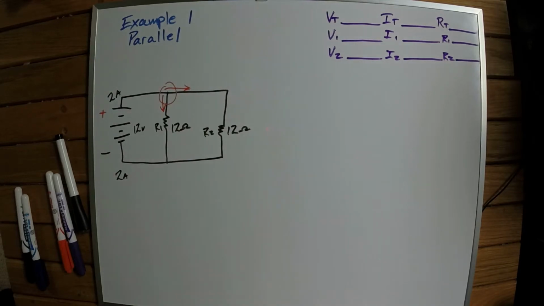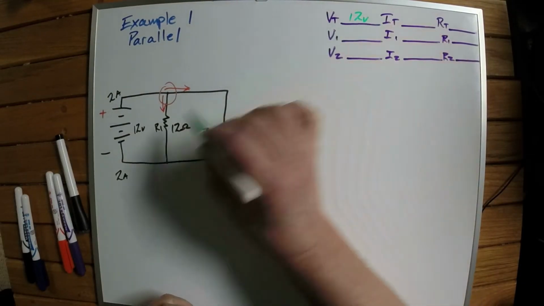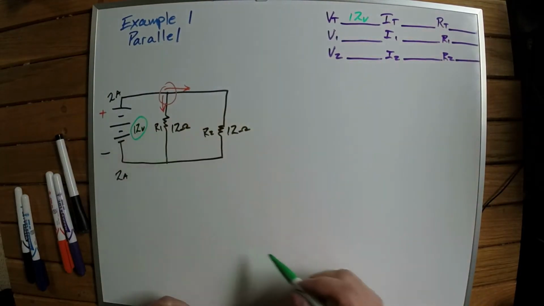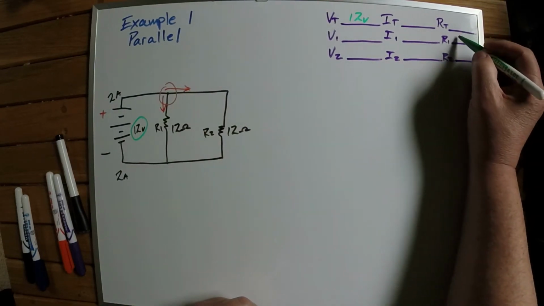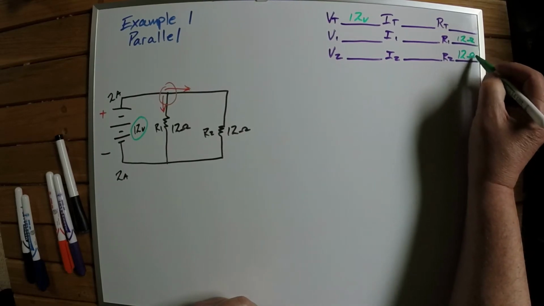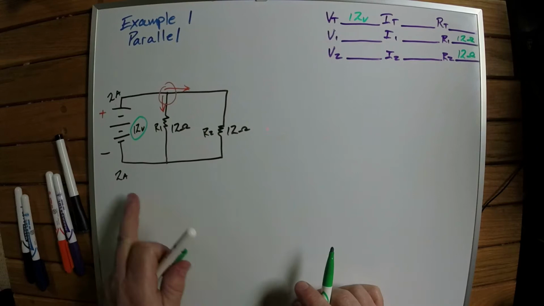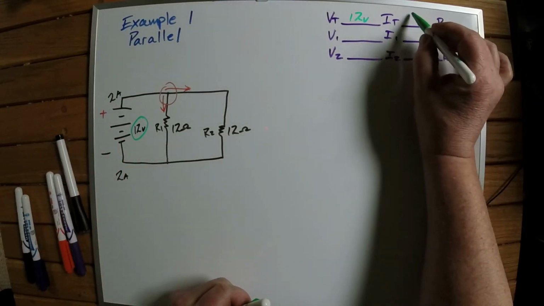So if we fill in our known values, we can start there. So 12 volts, because this is our known value for 12. We know what our resistance values are. So that's 12 ohms here and 12 ohms here. And we know what our amperage total is. It's right here. So that's 2 amps.